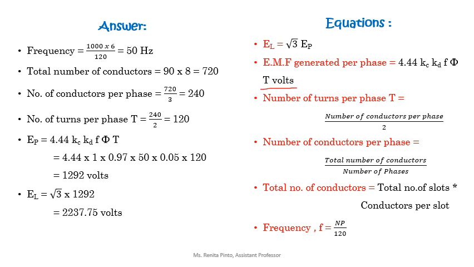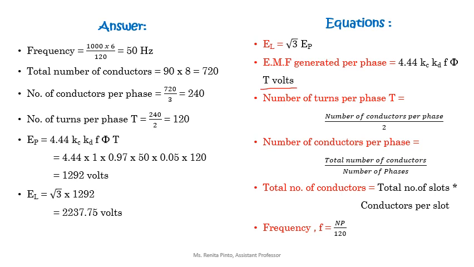So first, number of turns per phase. You already know number of turns per phase is given by number of conductors per phase by 2. But again, since number of conductors per phase is not given in your problem, you have to first find out what is number of conductors per phase. So number of conductors per phase is equal to total number of conductors divided by number of phases. Again, total number of conductors is not given. So you have to first find out total number of conductors. So total number of conductors is equal to total number of slots into conductors per slot. So once you find out this, you can substitute and eventually find out the number of turns per phase.